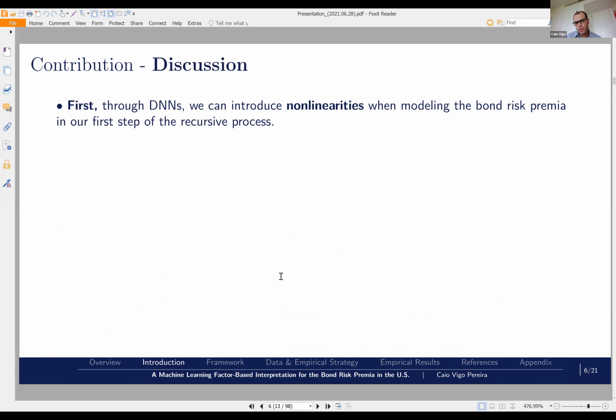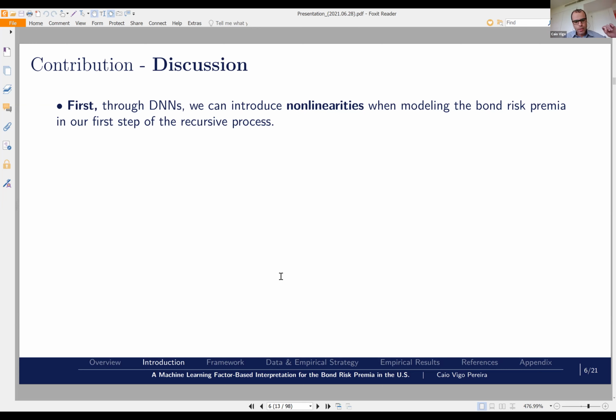What I'm doing is, the idea is that through the analysis of deep neural networks, I want to introduce nonlinearities. This is the goal. So why I'm taking this deeper route and why I want to use this powerful approach from machine learning is to introduce nonlinearities in the first stage, when I am finding the hidden factors.